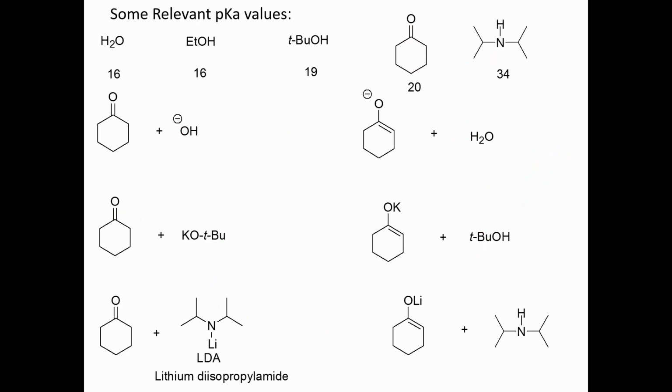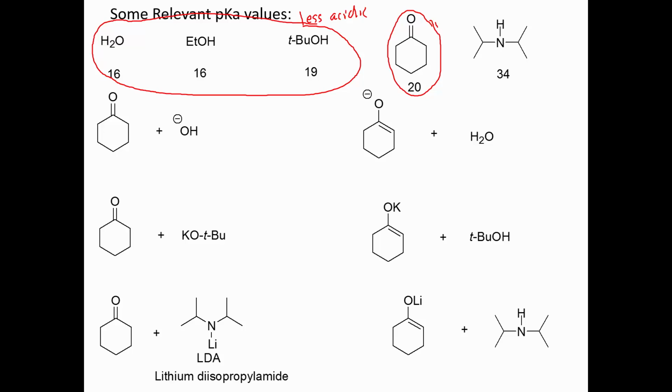some base catalyzed enolizations. A thing to remember here is your choice of base has a major impact on how you'll actually carry out these reactions. The pKa of a ketone is about 20. The pKa of these species here, alcohols and waters, remember, these are less acidic than ketones.